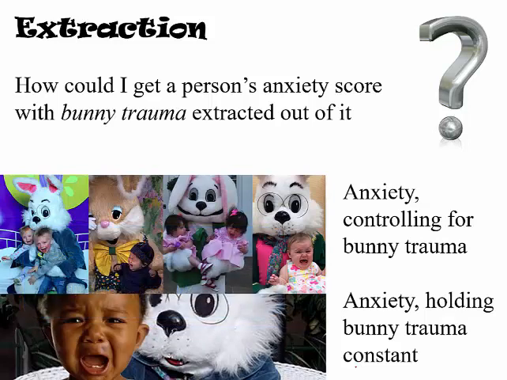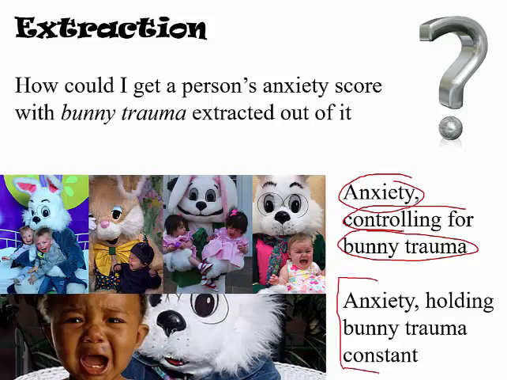In this example here, I'm going to focus on the two variables we've been using throughout this unit, which is bunny trauma and anxiety. And let's say I wanted to get a measure of someone's anxiety, and I wanted to extract bunny trauma out of anxiety. And when I use the term extraction, I can also use the language anxiety controlling for bunny trauma, or anxiety holding bunny trauma constant. So these are all ways of saying the same thing.